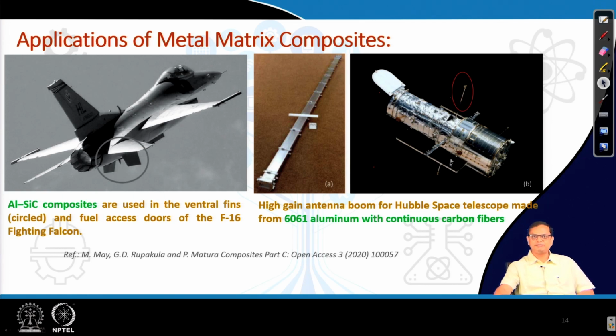Similarly, if you look at these particular examples, it's basically a picture of the Hubble Space Telescope, and in this case the high gain antenna is made of again a composite material. It's basically a long structure, as you can see, which is standing like this. So, it has a requirement of a good amount of stiffness, and at the same time it has to be lighter weight as well. So, again you can look at this case where aluminum alloy 6061 is used, and that alloy is reinforced with continuous carbon fibers.